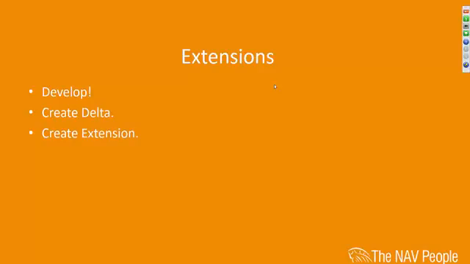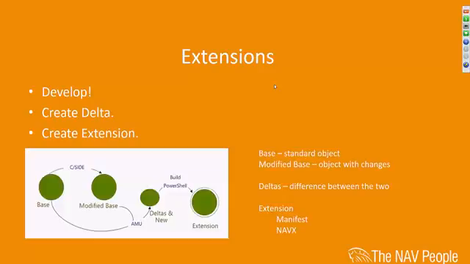With extensions, again, you've got to do a few things. You've got to develop what you want to be in your extension. You then use PowerShell to create a delta and essentially create an extension. We'll quickly run through this in a minute, but just in that bottom diagram, that should help you understand how an extension is put together. Essentially, you need a base. The base is a combination of the standard object, or objects if the extension is containing multiple objects, before the modification was made.